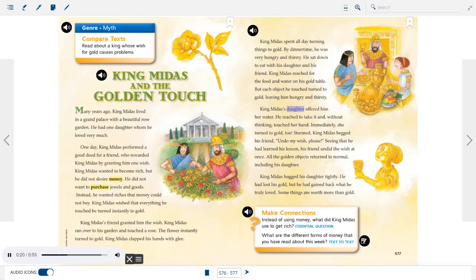King Midas's daughter offered him her water. He reached to take it and without thinking touched her hand. Immediately she turned to gold too. Stunned, King Midas begged his friend, "Undo my wish, please." Seeing that he had learned his lesson, his friend undid the wish at once. All the golden objects returned to normal, including his daughter. King Midas hugged his daughter tightly. He had lost his gold, but he had gained back what he truly loved. Some things are worth more than gold.